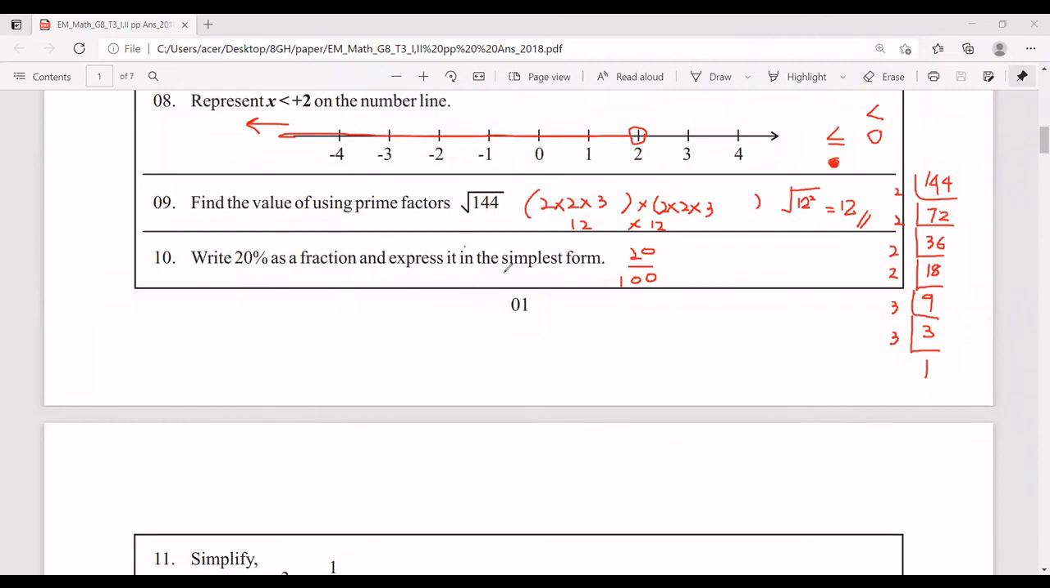Simplest form means if you can divide numerator and denominator by the same number, you have to divide. Here, cut this 0 with this 0. And not only that, 2 and 10 are divisible by 2. 2 into 1, 2. 2 into 5, 10. So what should be the simplest form? 1 over 5. Yes, 1 over 5 is the simplest form.